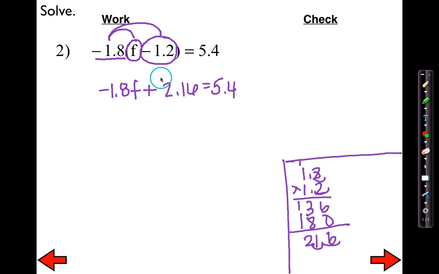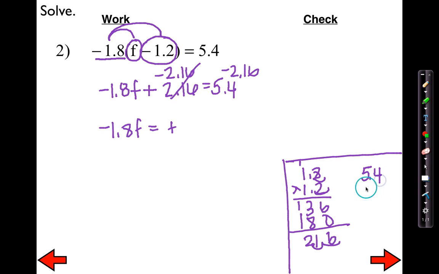Now, just like before, we're going to get rid of our constant by undoing addition or subtraction. So we're going to subtract 2 and 16/100ths from both sides, which is going to leave me with negative 1 and 8/10 f equals, between these two numbers, there's definitely more positives. How many more positives? There are 5.4 positives and 2 and 16/100ths negatives. Notice it's important that we line up our decimals, so I did that. 10 minus 6 is 4, 3 minus 1 is 2, and 5 minus 2 is 3. So we're left with 3 and 24/100ths.